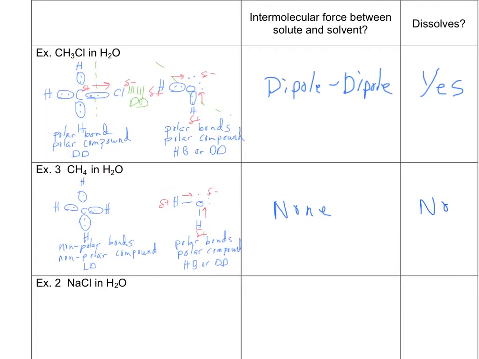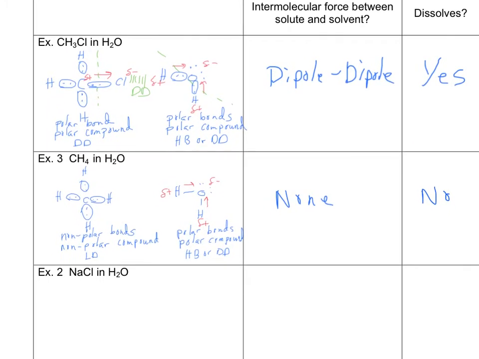The first two examples prove the like dissolves like rule. In the first example, CH3Cl, we have two polar compounds. Because they are the same type, a solution can be made. But in the case of CH4, we have a nonpolar compound and a polar compound. Because these are not the same, one molecule has no charges and the other molecule has slight charges, there's no attraction and no solution is formed.